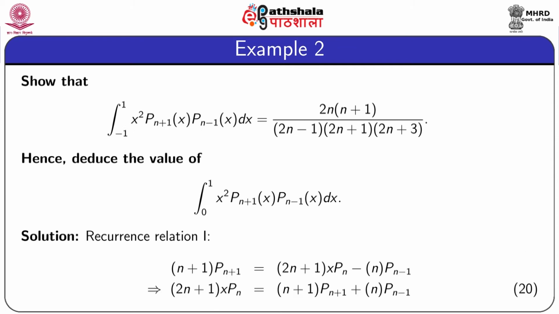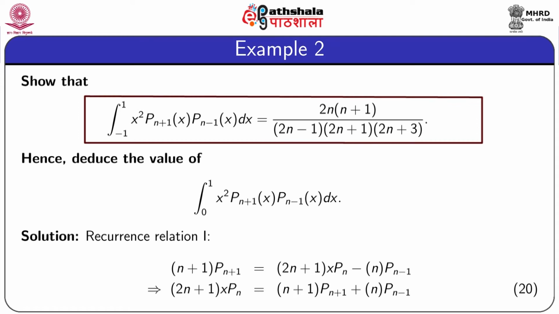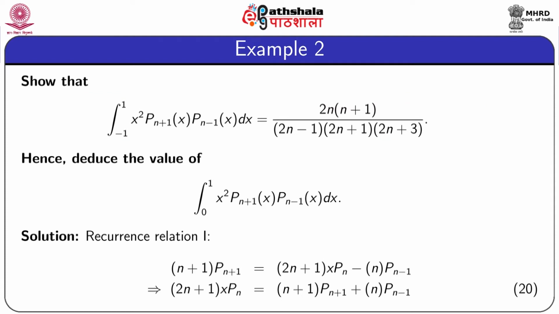In example 2, we have to show that integration from -1 to +1 x² P_(n+1)(x) into P_(n-1)(x) dx is equal to 2n into (n+1) divided by (2n-1)(2n+1)(2n+3). And from there, we have to deduce the value of integration from 0 to 1 x² P_(n+1)(x) into P_(n-1)(x) dx.